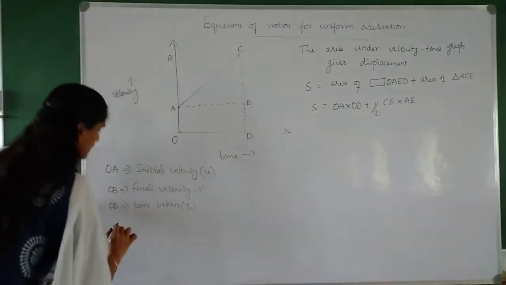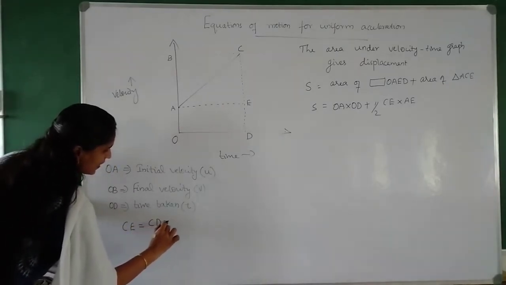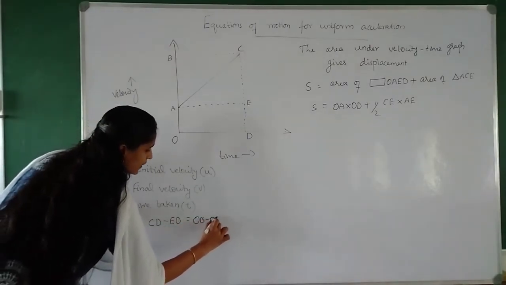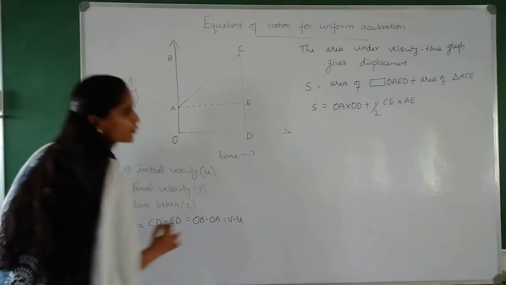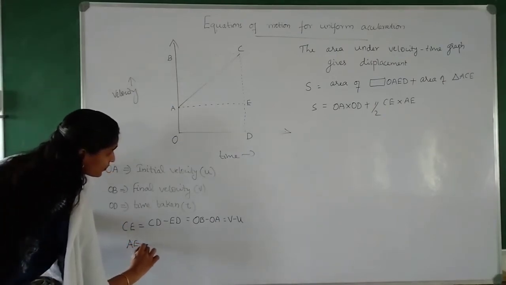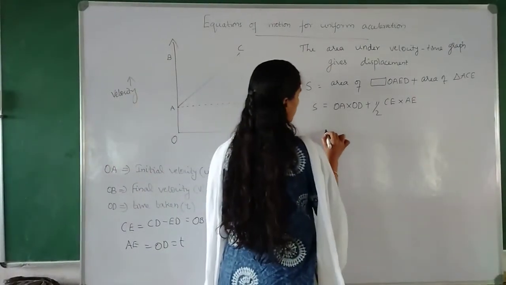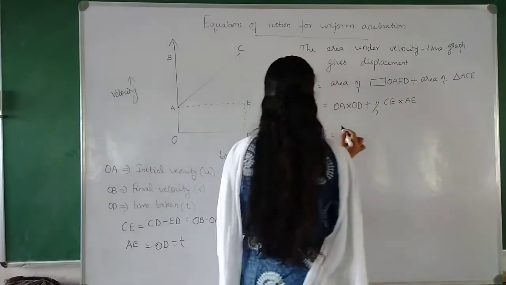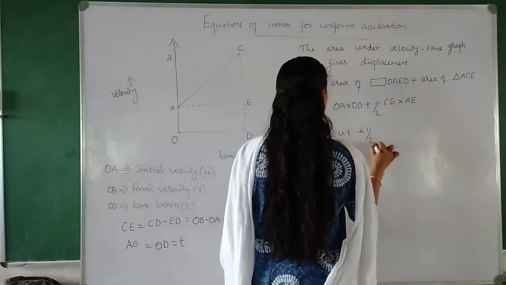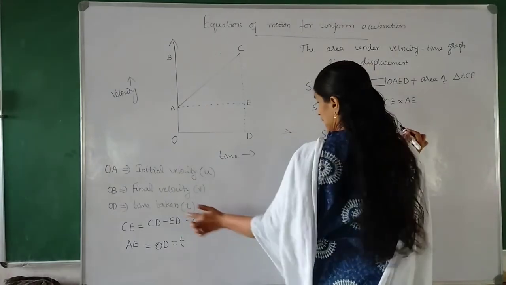And already we discussed how CE can be written as CD minus ED, or OB minus OA, that is equal to V minus U. And AE is equal to OD, that is equal to T. So we can substitute here. So what we will get? OA into OD, OA is U, OD is T, plus half into CE, which can be written as V minus U, and AE can be written as T.